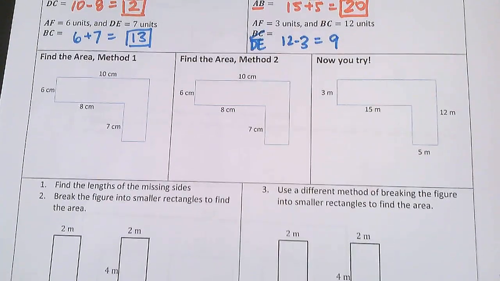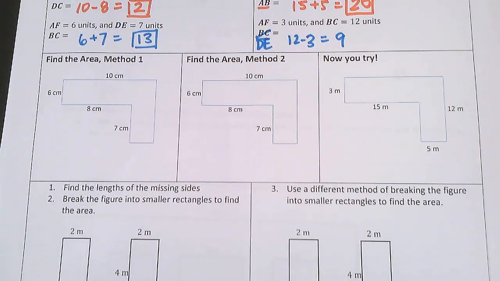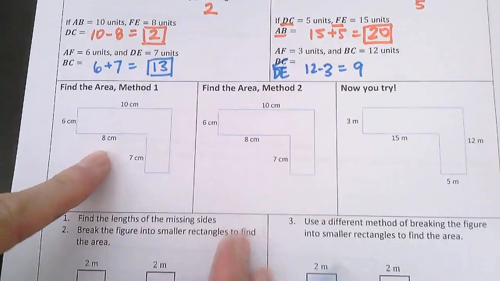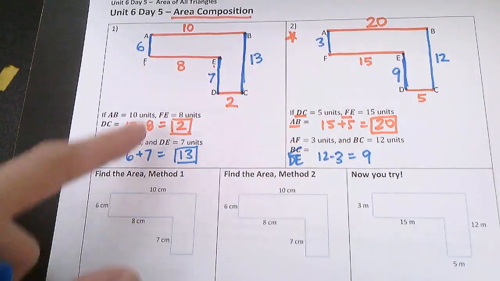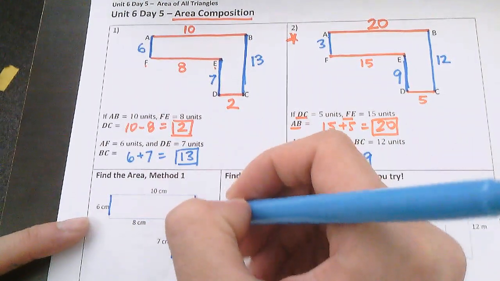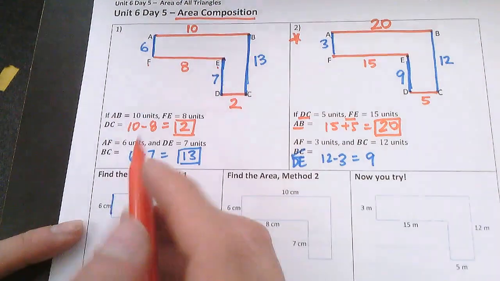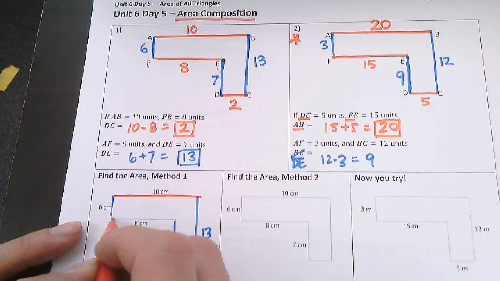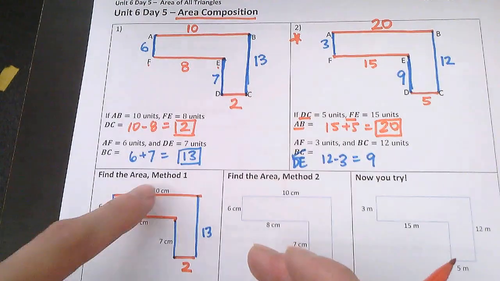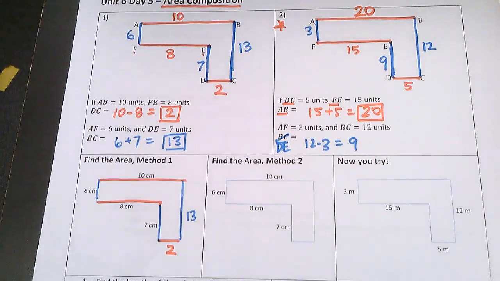Now we're moving on to the second part of page 2, where we're going to practice finding the area. Okay, this shape here is the same as this shape here. So we know that if this is 6 and this is 7, then altogether here this is 13. And if this is 10 and this is 8, then this has to be 2. Because 2 plus 8 is 10. So now I have all the missing side lengths, and I can find the area.